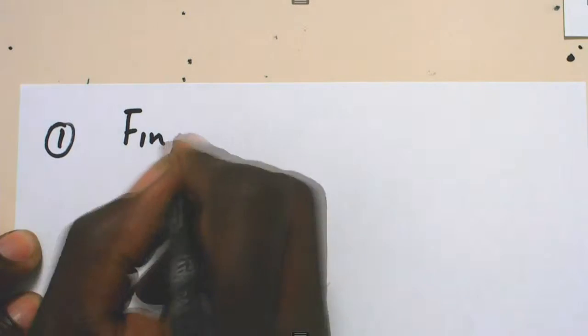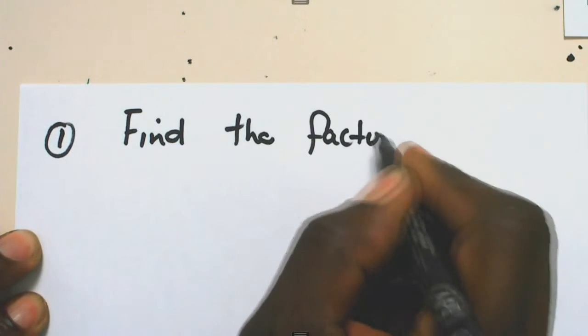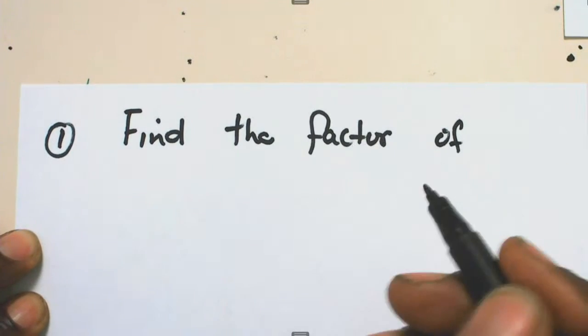Let's get another example, so that by the end you know exactly how you're going to find it. Let's write the procedure. The first step is to find the factors of the expression.